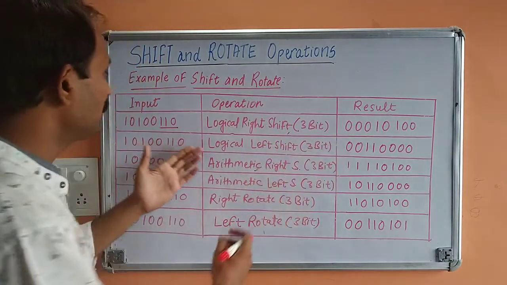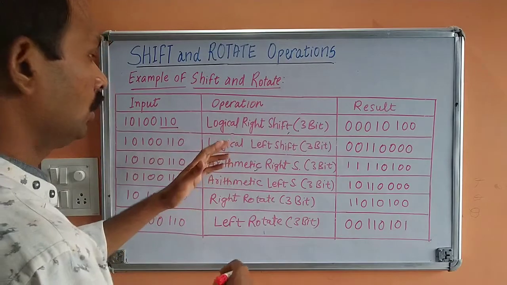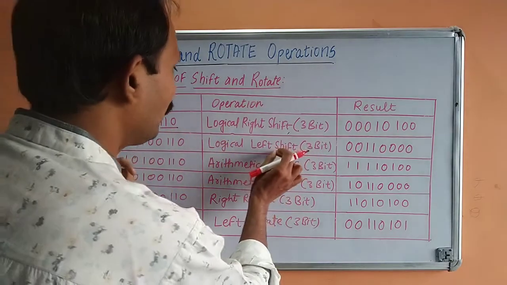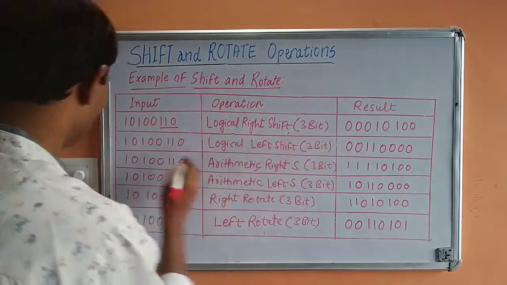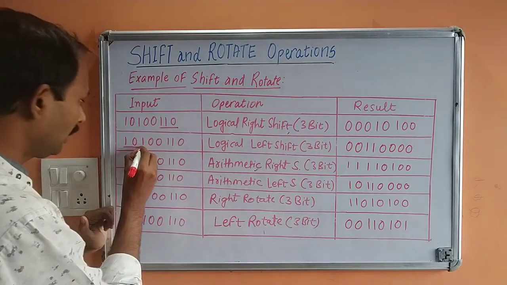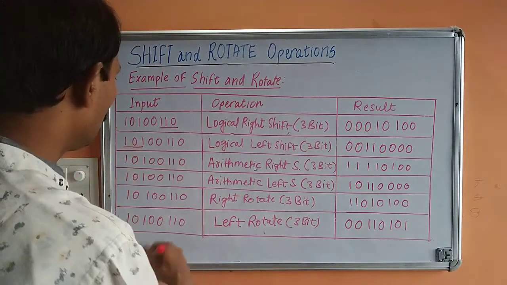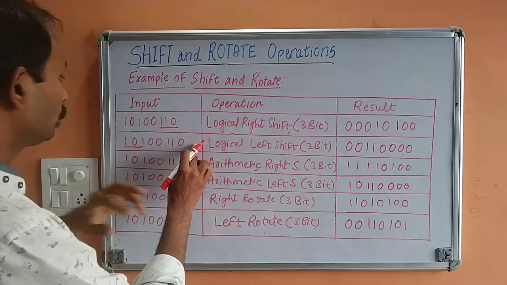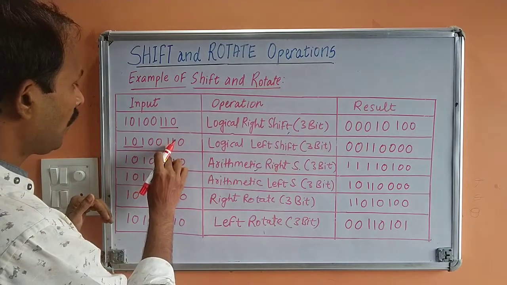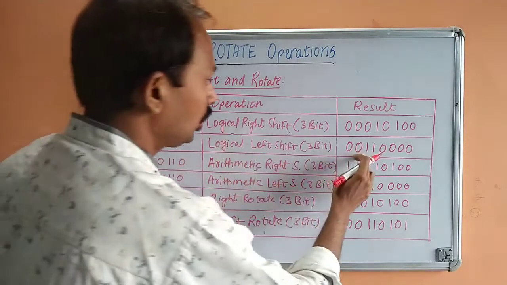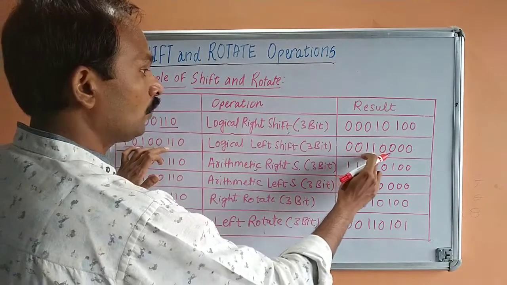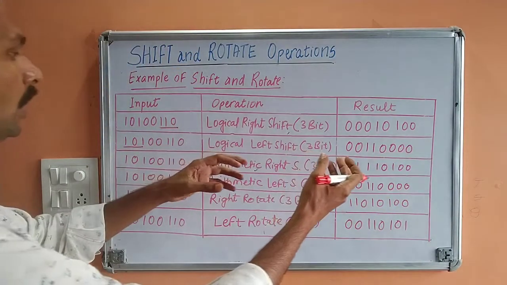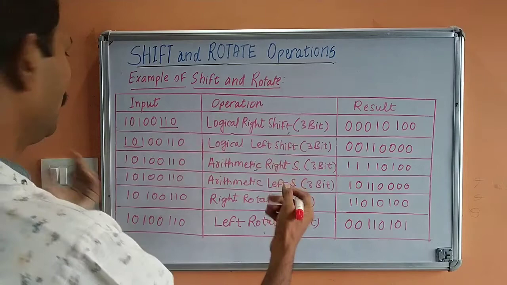So left shift means what? Now we need to shift the number on the left hand side. So shifting on the left hand side by 3 bits will do what? These 3 bits will go out and the number on this side will be appended with 0s. So your answer will be 00110000, because you are shifting the number on the left hand side, right?